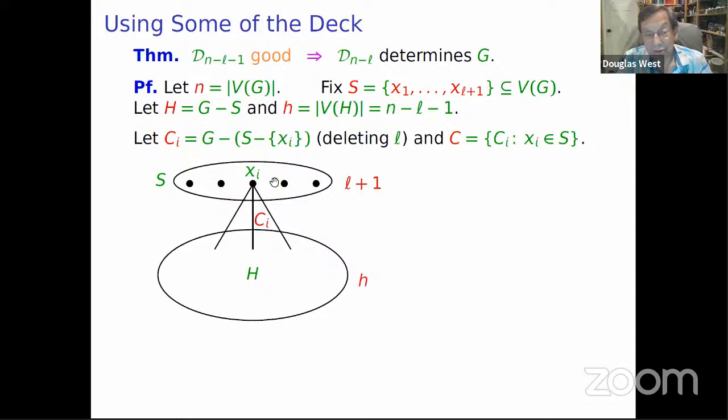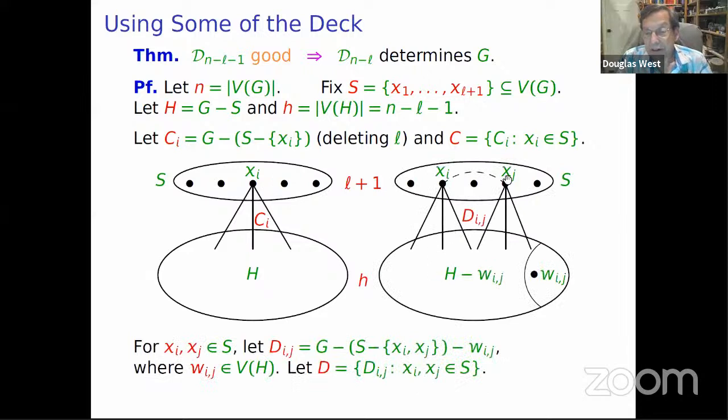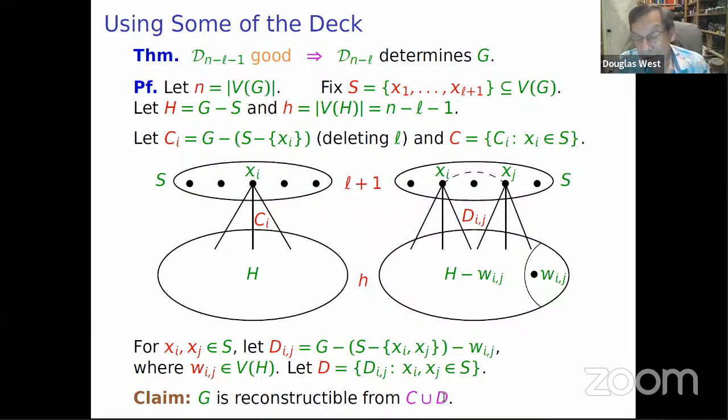Now, those cannot determine the graph, because since I only have one of these special vertices in any one of these graphs, I don't learn anything about which edges are there within S. So in order to do that later, I also include subgraphs where I keep two of the special vertices and throw away one of the vertices down here. Again, these graphs will have the same number of vertices as these, n minus L. So I'll get L plus 1 choose 2 more graphs over here. And the claim is that G will be reconstructible from this set of L plus 2 choose 2 cards.